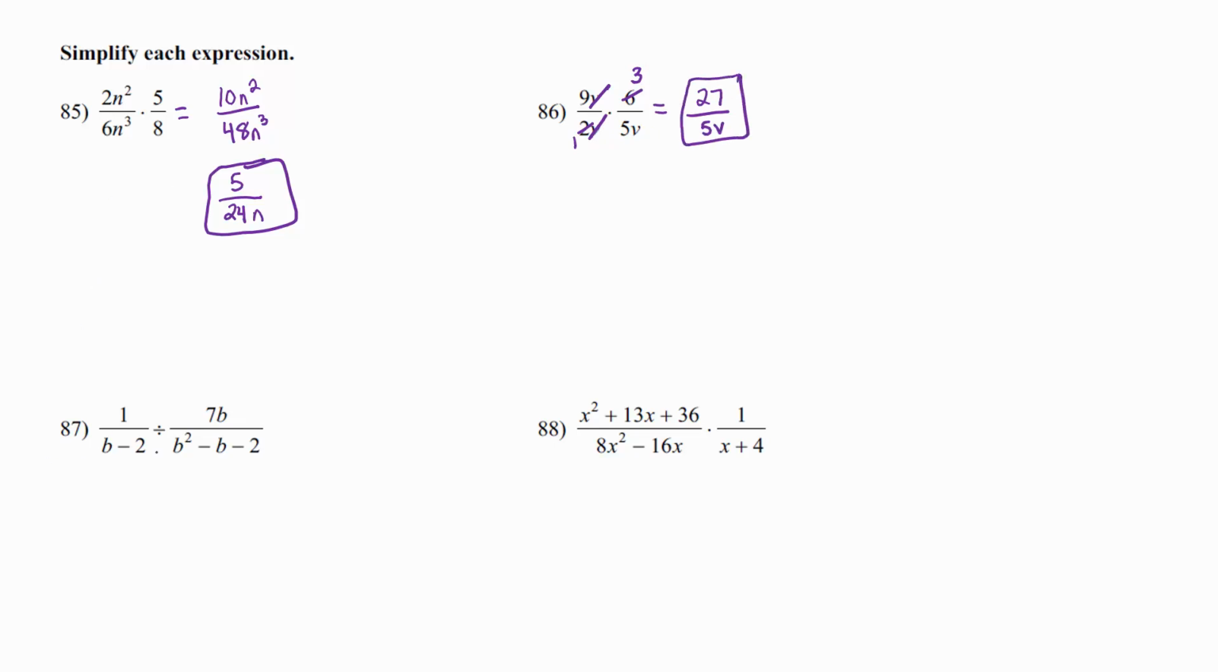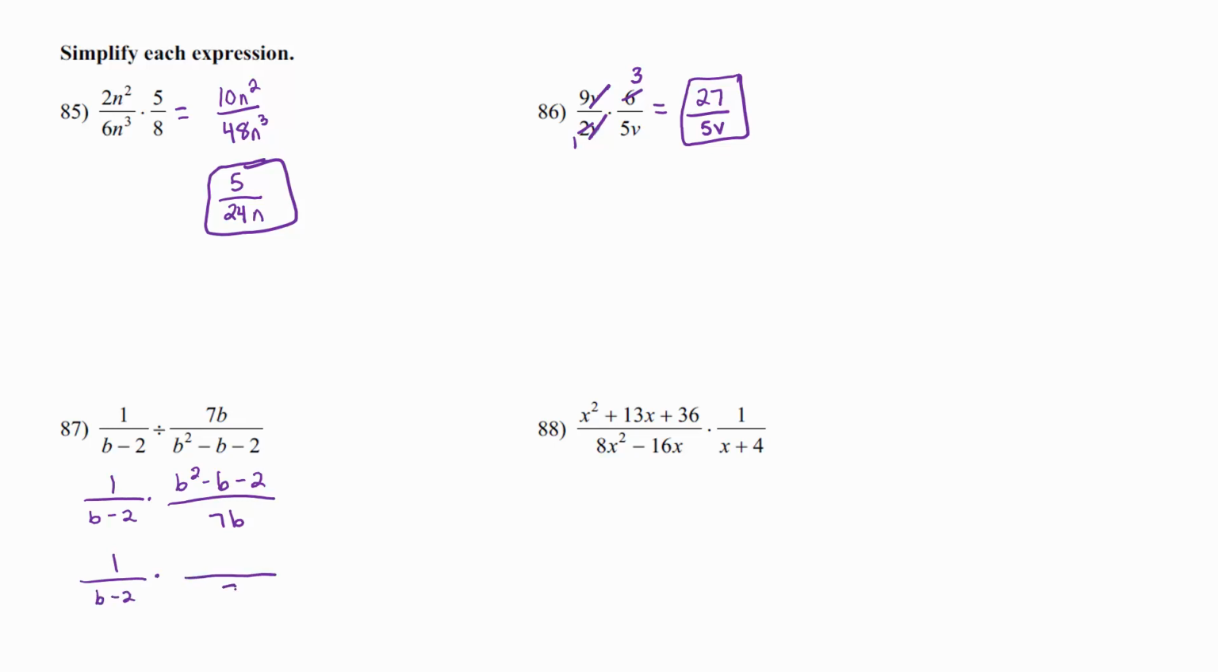It doesn't matter if you do it in the same fraction or diagonal like this, but I can't cancel the 6 and the 8 and say they have a 2 in common because they're both on bottom. It has to be top and bottom. If we just multiply on top and then multiply on bottom, then we're still going to have to simplify. 10 and 48, we can divide those both by 2.